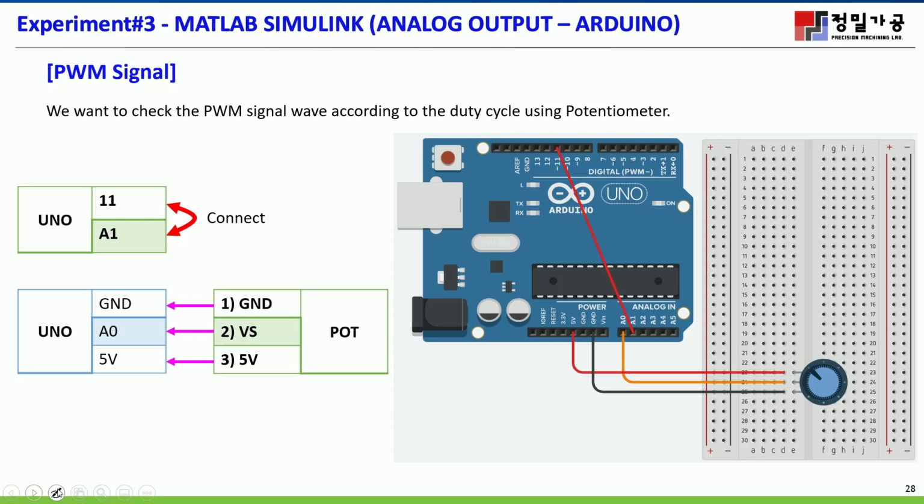So let's begin the simple experiment in here. In this simple experiment, we want to check the shape of the PWM signal regardless of the time. So we just check the shape.